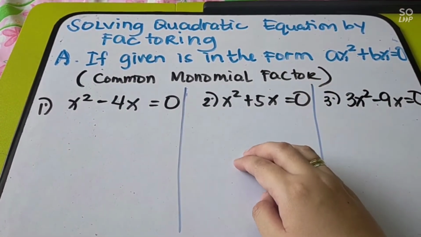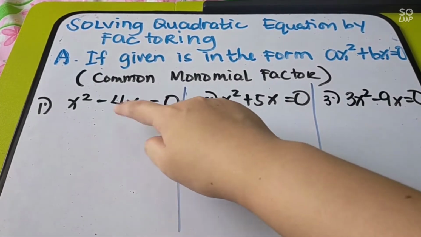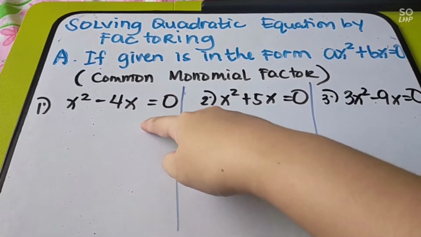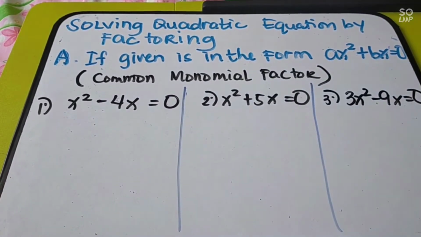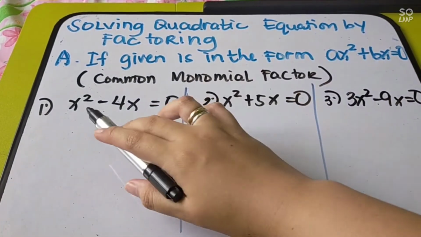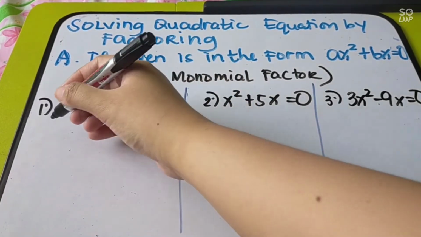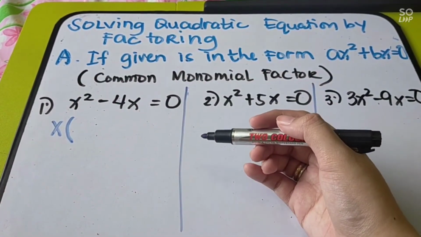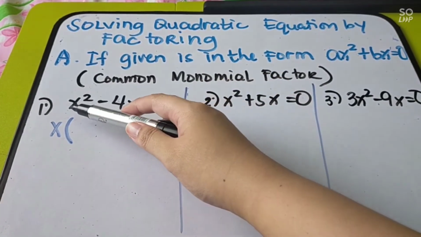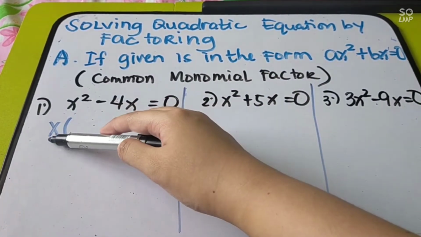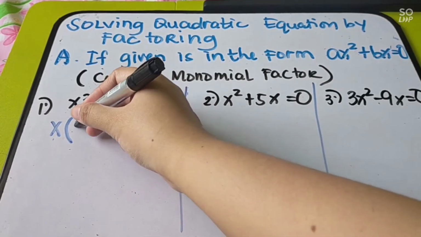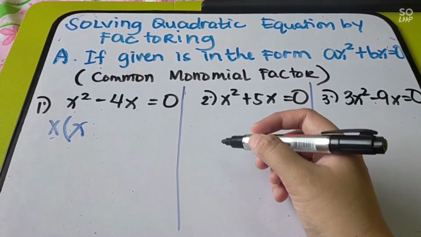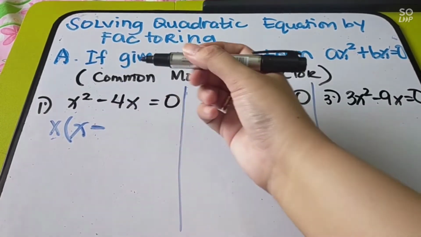Bakit si common monomial factor? Because, in our given, meron tayong common. Si x squared minus 4x, ang common niya dito ay si x. Tama ba? So, since we have here your common, ilalabas natin si common, which is x. Then, open parenthesis. So, ito yung nasa review natin kanina. Then, you are going to divide. x squared divided by x, ang sagot na dyan is x. Kasi, when you multiply x times x, the answer is x squared. Tama? Then, copy the sign, minus.